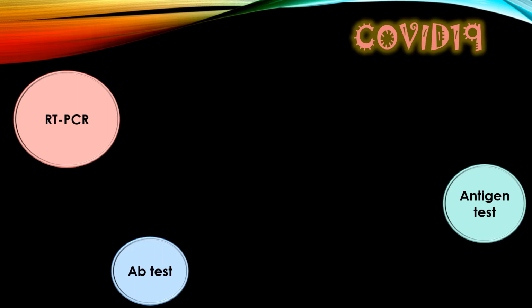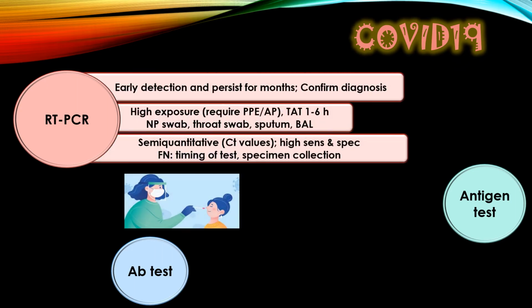About the diagnosis. Previously, at the first emergence, we used PCR because we had to identify specific patients, specific cases, to isolate to prevent transmission. So reverse transcriptase PCR was used for early detection, but the limitation of this test is that it persists for months. So if your patient had COVID-19 and has a positive RT-PCR, the positive test will persist for a long time. We cannot differentiate whether it is active COVID or a new infection.